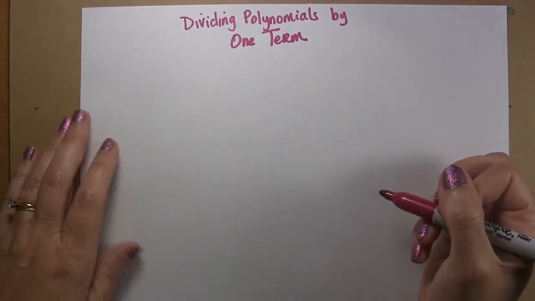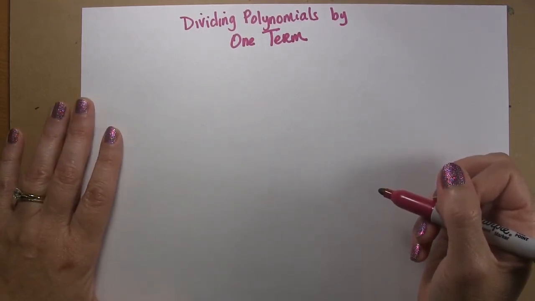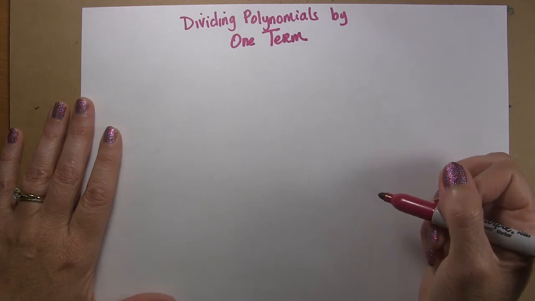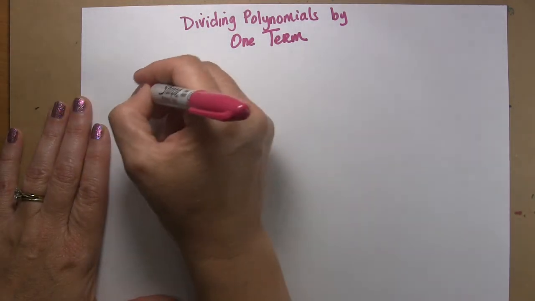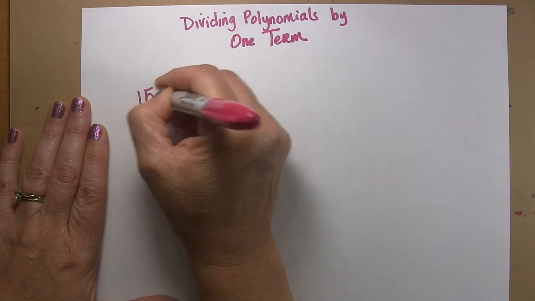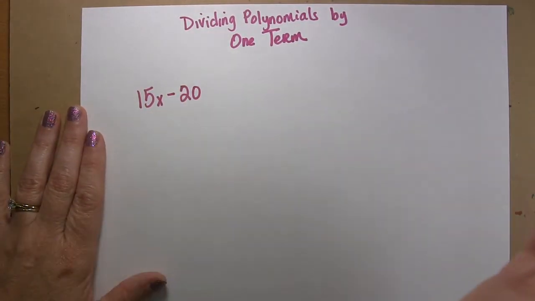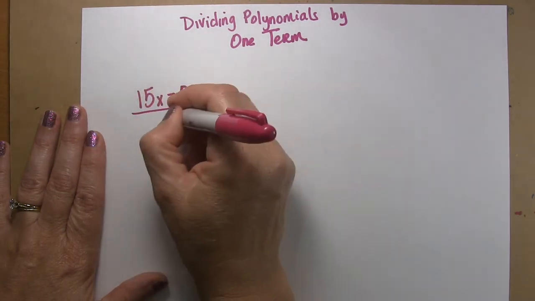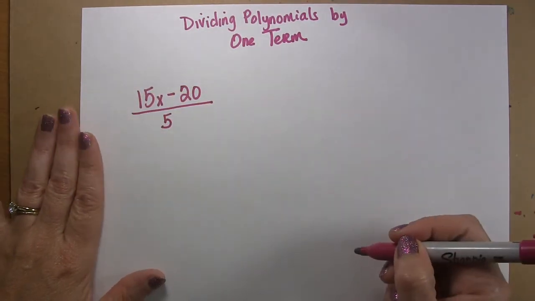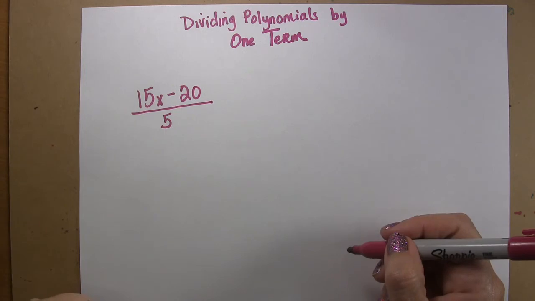Hello everyone, and welcome to your video that is going to discuss dividing polynomials by one term. So let's say we have a polynomial that looks like this, 15x minus 20. And for whatever reason, we want to divide this by 5. How are we going to do that?